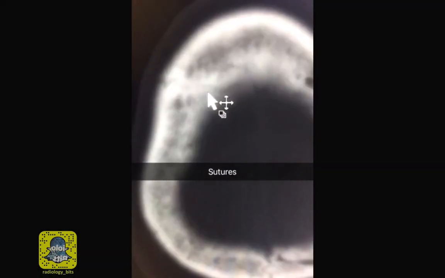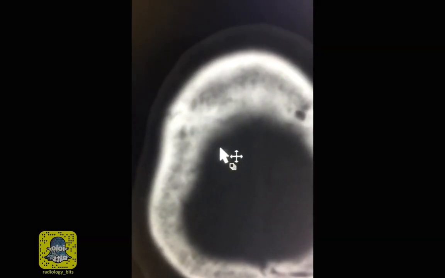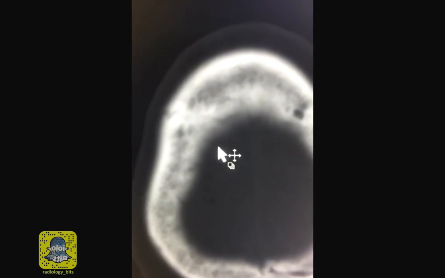You'll have to know the normal sutures and not confuse those with fractures, and we'll talk about how to do that in the future. But for now, remember that you have sutures, and this is relevant to what we're going to talk about with the abnormal case, so keep that in mind.